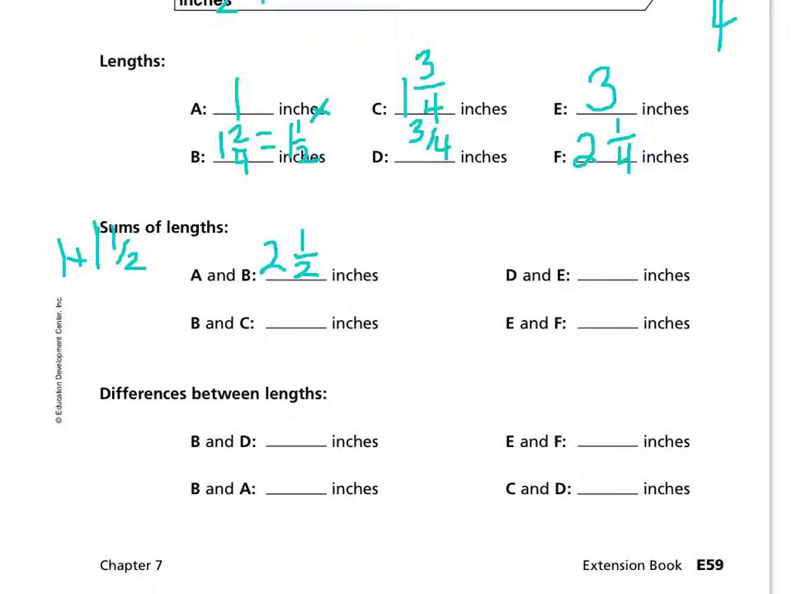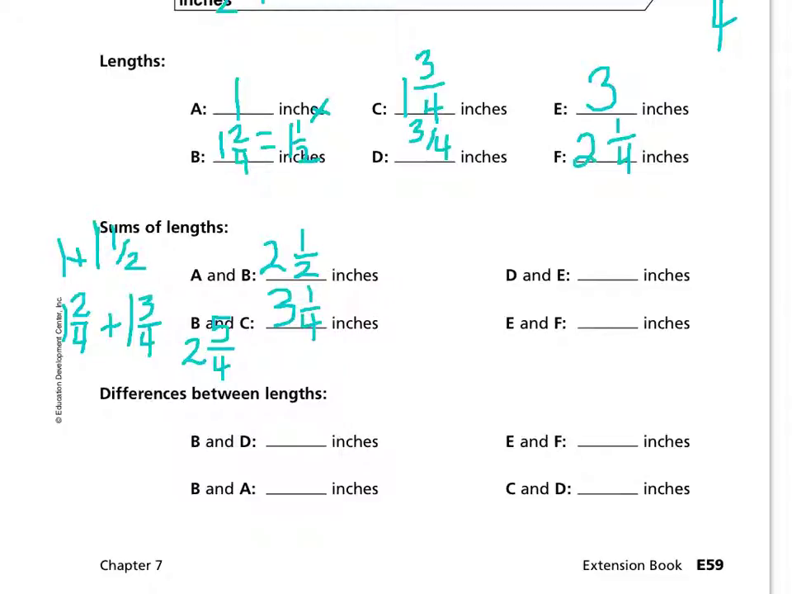B plus C. I have 1 2/4, and I have 1 3/4. So first I add my whole numbers, which would be 2, and then I add my fractions. Remember, if the denominator is the same, you only need to add the numerators and keep the denominator. So 2 plus 3 is 5. However, this is an improper fraction. I can actually change this into 3 1/4.